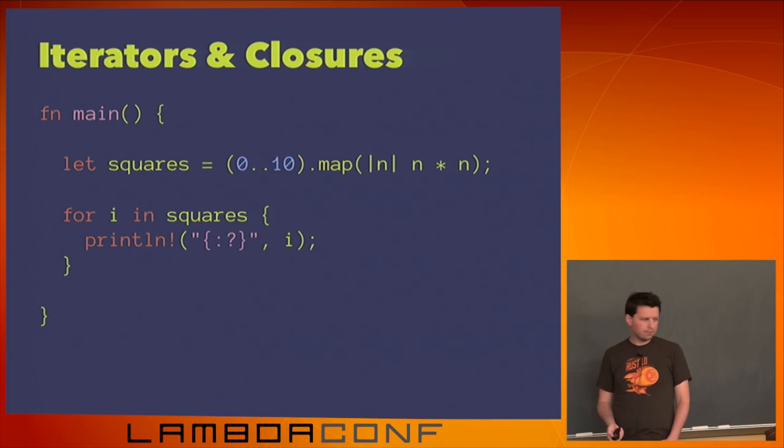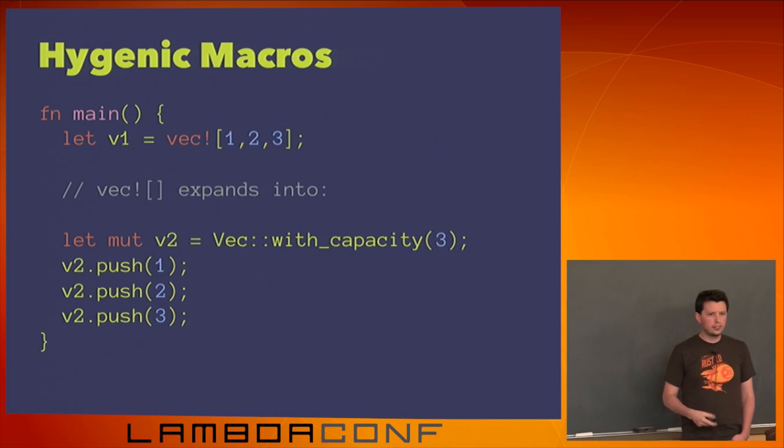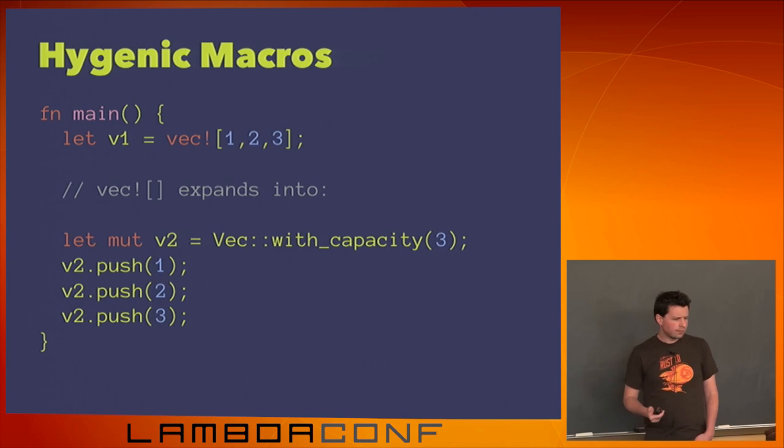Rust comes with a hygienic macro system. So you can write code that writes code, and it won't clobber other things or have naming conflicts. So this is a really powerful way to clean up our code. And you see here we have our vec macro, which just expands into the code we would normally write, but it makes our day much nicer.